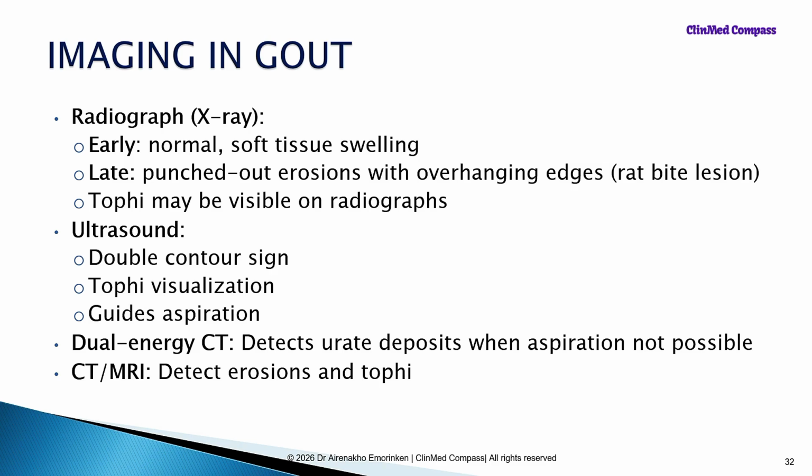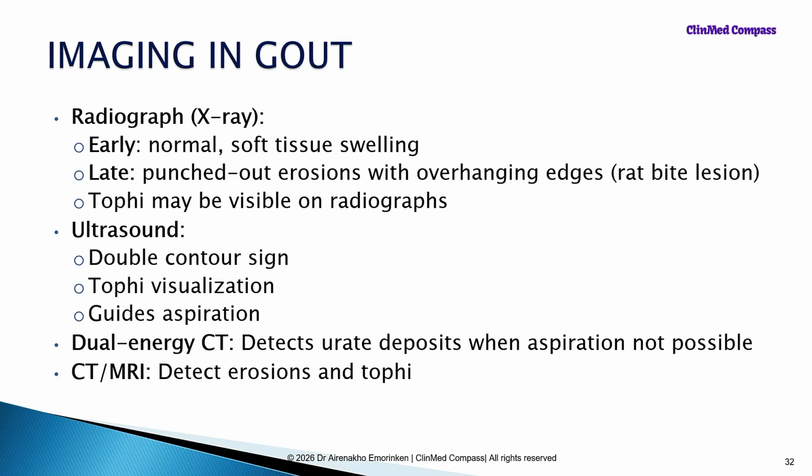Imaging complements clinical and laboratory findings. X-rays early in the disease may be normal or show only soft tissue swelling. Late findings include punched-out erosions with overhanging edges, the classic rat bite lesion. Tophi may also be visible on radiographs.